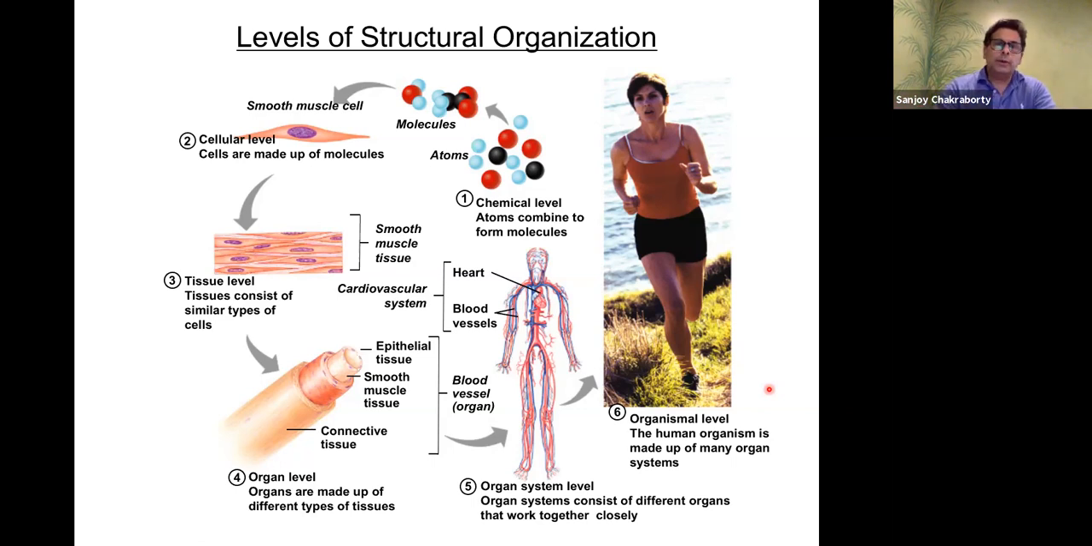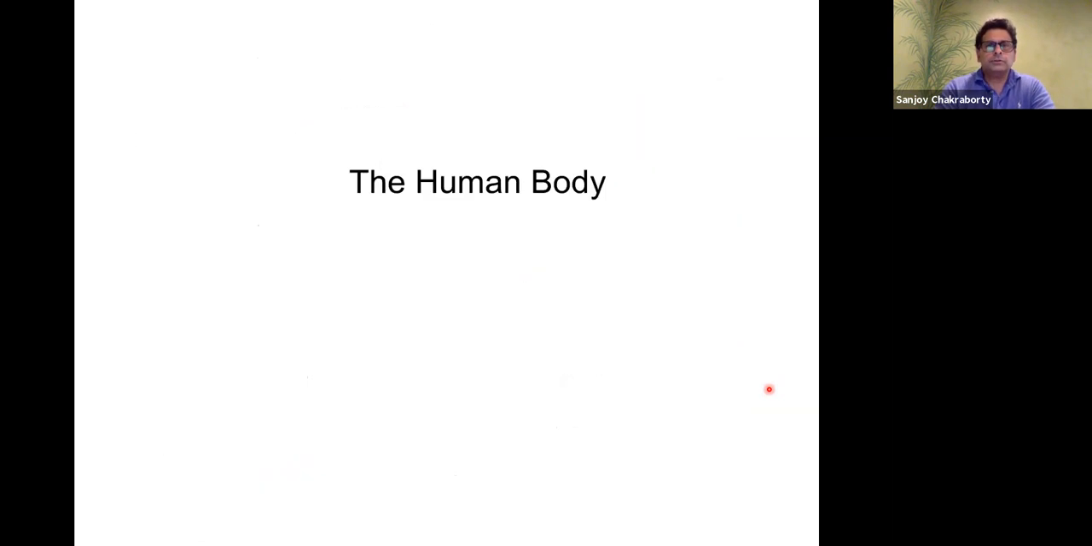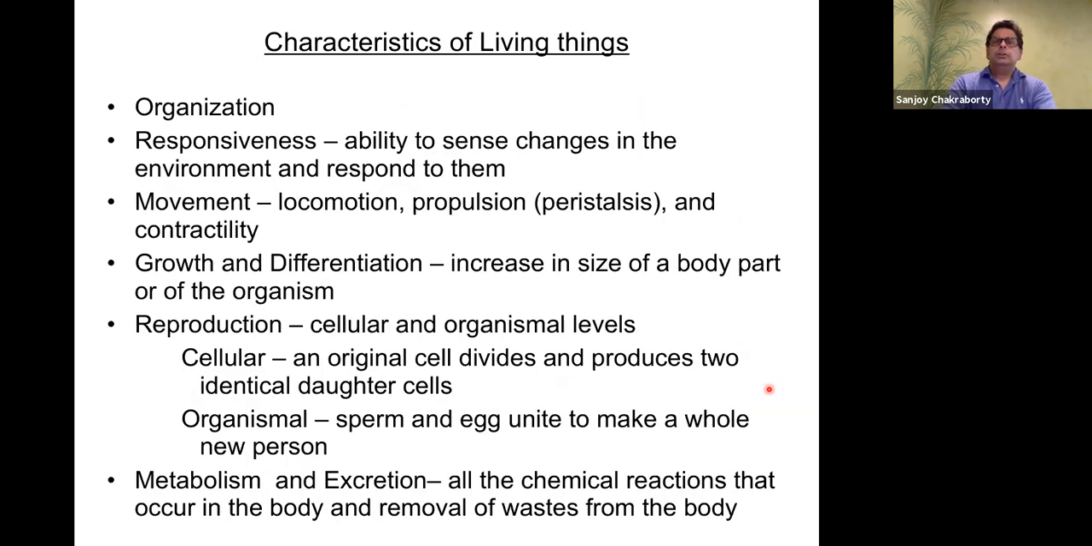Okay, let's go back. Human being is a living system. For living things, one characteristic is they are organized, and we know exactly how they are organized. We started with chemistry, to cell, to tissue, to organ system level.